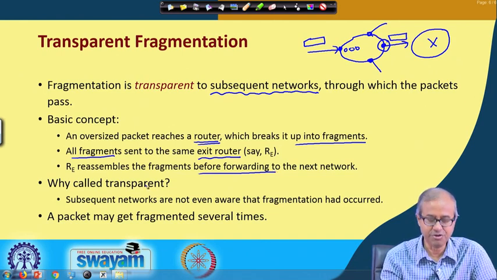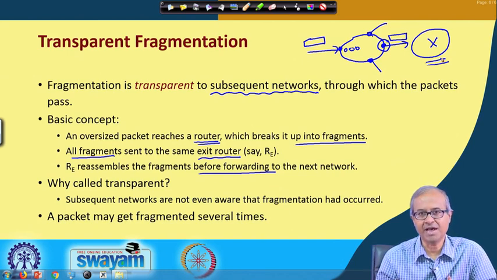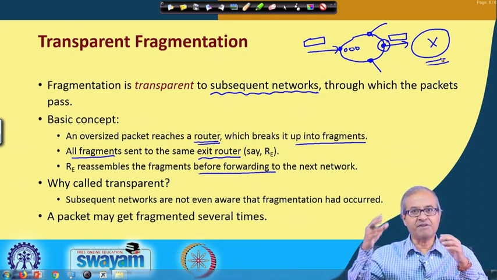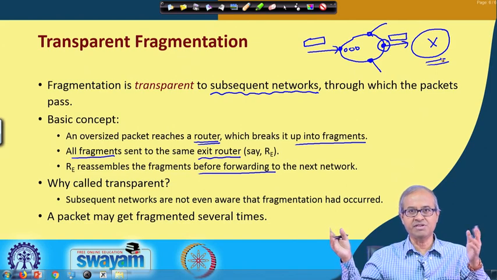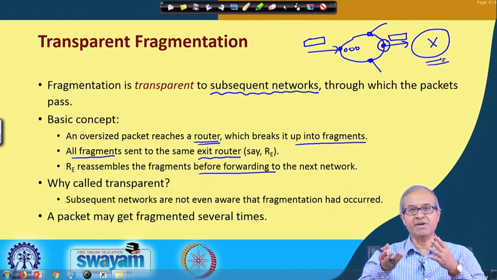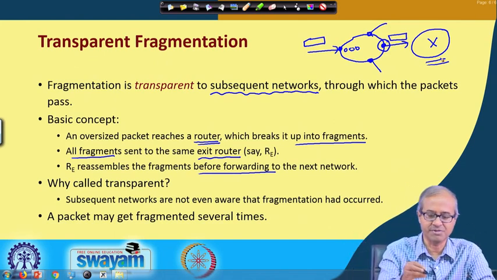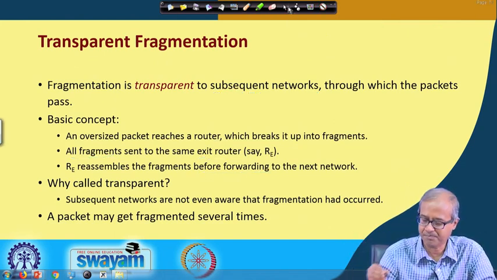Okay? This is called transparent because the subsequent networks are not aware of the fact that fragmentation is taking place. Now, in general, because a packet may be traversing multiple networks on its way to the destination, this kind of fragmentation and reassembly may happen multiple times. Okay? So, this is something you also need to remember.